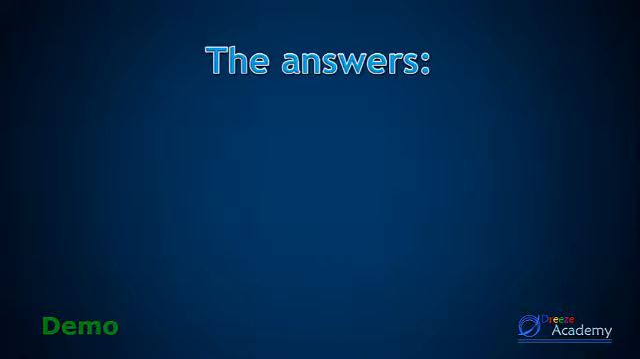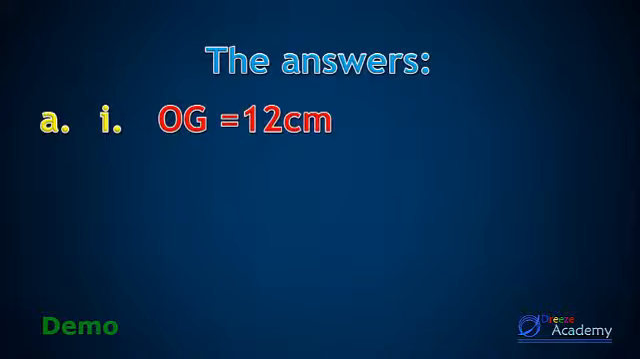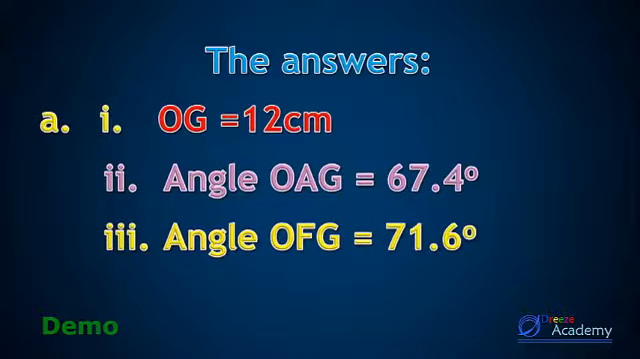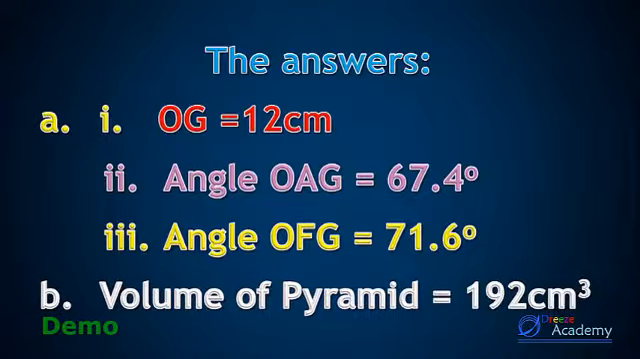Meanwhile, the answers to these questions are: A, Roman numeral 1, OG equals 12 cm. A, Roman numeral 2, angle OAG equals 67.4 degrees. A, Roman numeral 3, angle OFG is equal to 71.6 degrees. And B, volume of pyramid is equal to 192 cubic meters.